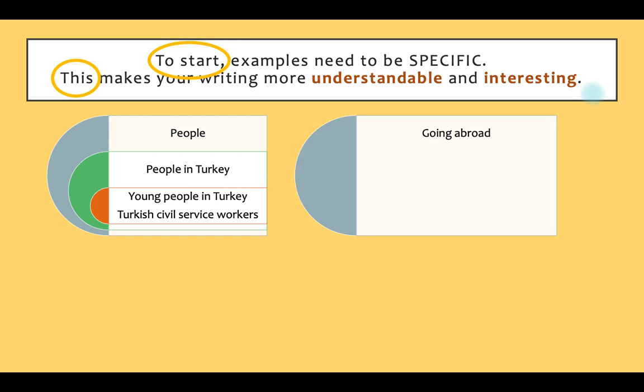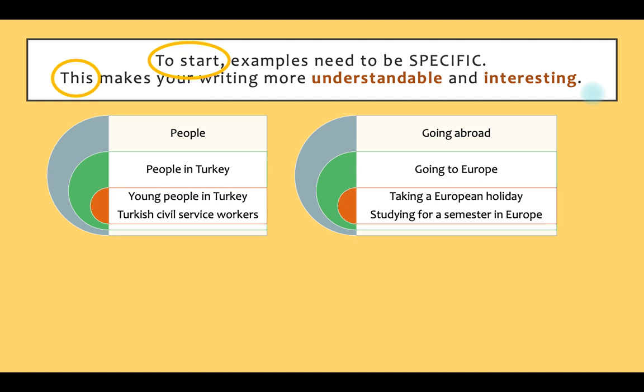Another example, we have a very general idea of going abroad. How could we make that more specific? We could say going to Europe. And how could we make that even more specific? Maybe we could talk about why going to Europe. Is it taking a European holiday, or is it studying for a semester in Europe? So when you're writing, if you're using broad phrases like these, try to focus them and use more specific phrases.